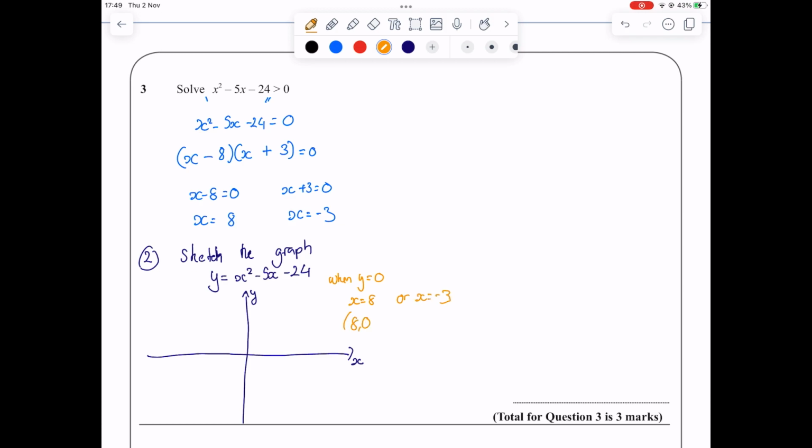That means we know the coordinates (8, 0) and (minus 3, 0) exist. How do we know that? Because we did it up over here. That's how we know it. So I'm going to plot these on the graph: 8 over there, and minus 3 over there.